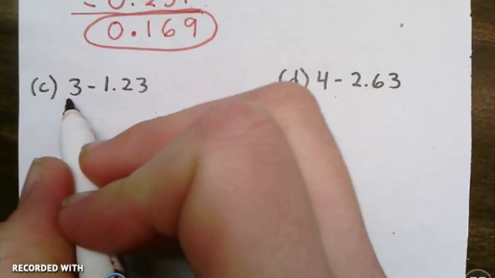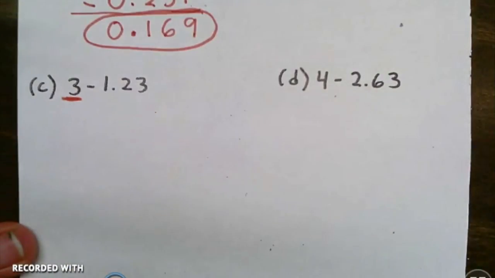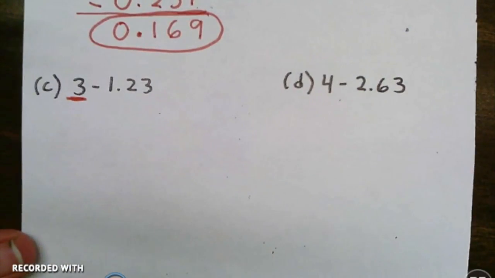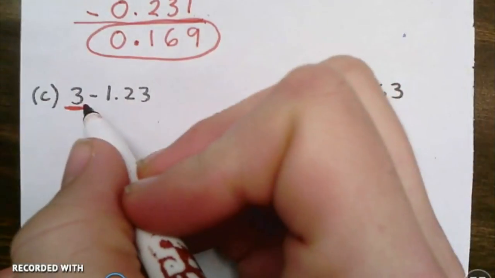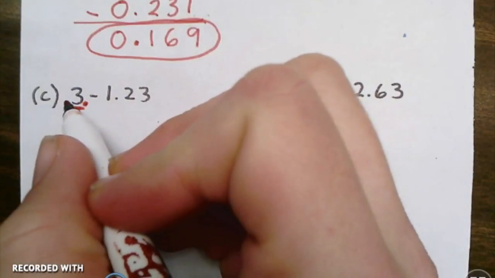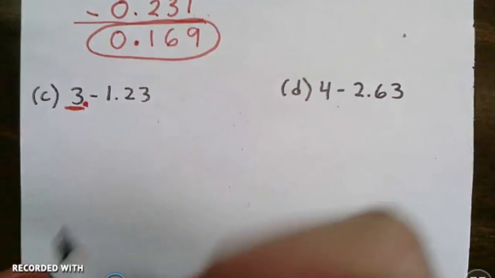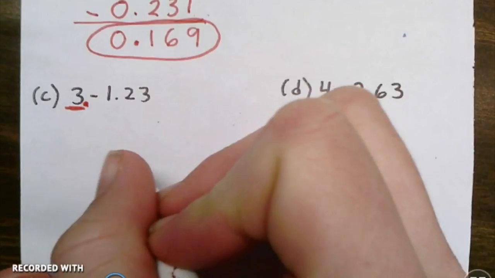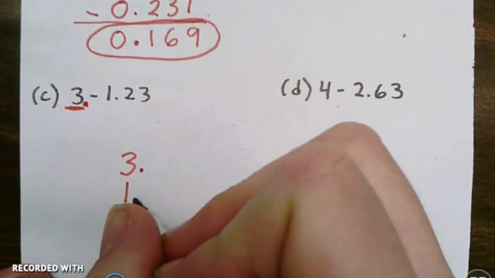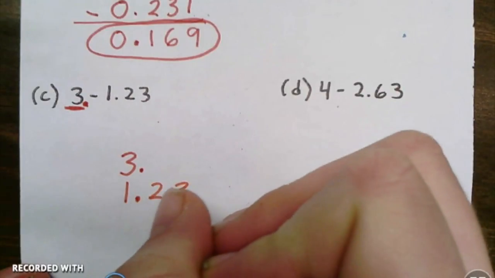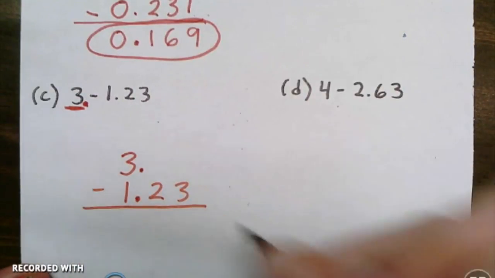Example C. Now this one has a whole number and we're subtracting a decimal from it. Think back a few lessons ago. Where do I put a decimal on a whole number? Good, I'm going to pin it to the back right here. Don't put it in front of it, put it right behind it. Now let's write these with the decimal. We'll line up our decimals, 1.23. And then I'm going to add in those zeros.